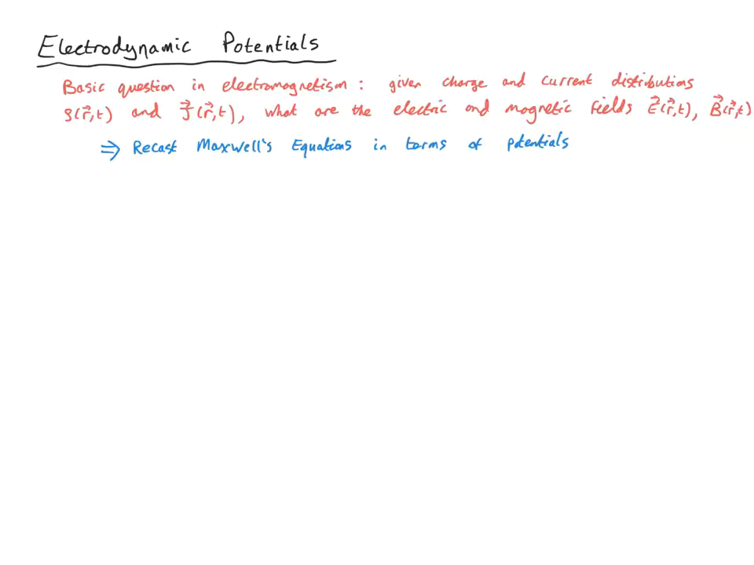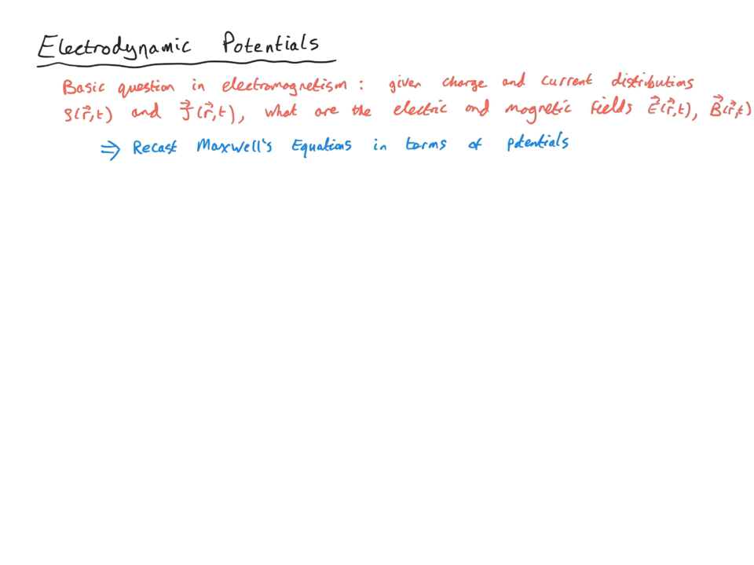In this lecture, we'll be discussing electrodynamic potentials. The most basic question in all of electromagnetism is, given a charge and current distribution ρ of r and t and j of r and t, what are the electric and magnetic fields, the E's and the B's? Once we know the electric and magnetic fields, we can use the Lorentz force law to see what the effect is on charged particles or currents.